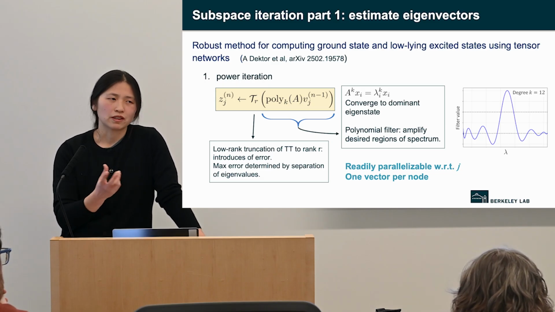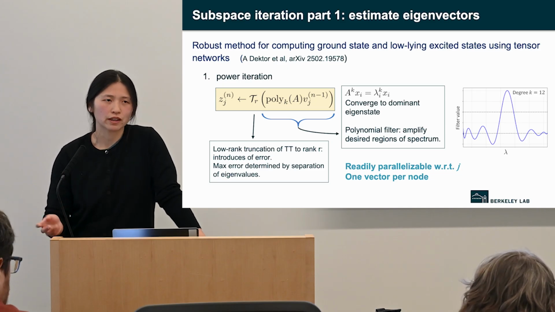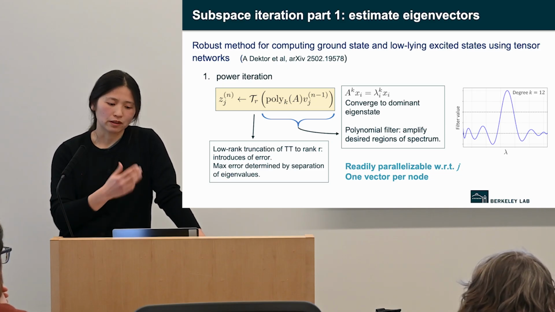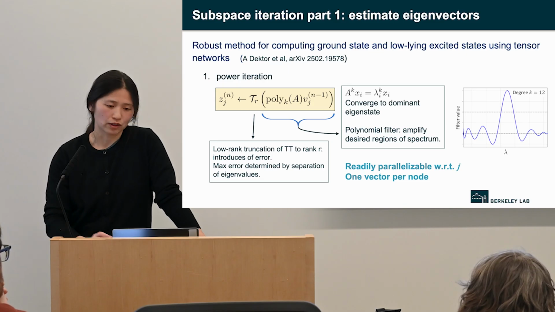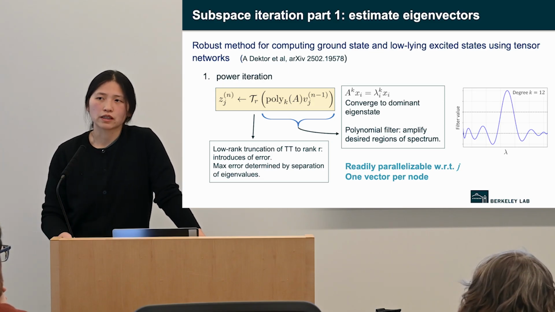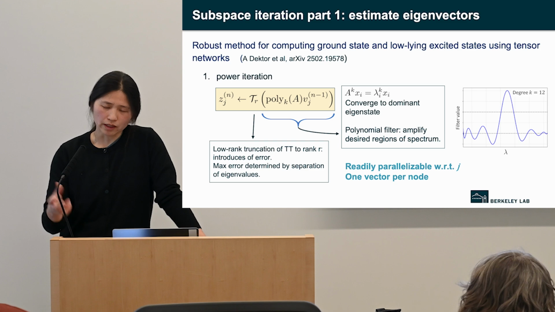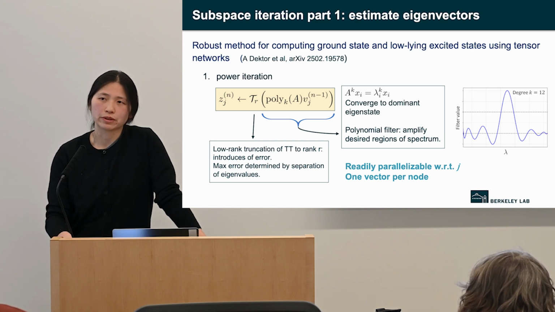But you can also design a polynomial expression of multiple powers of A to help you select a specific eigenstate of interest. On the right is the blue curve. That's an example of a polynomial filter where we're selecting eigenstates in the middle of the spectrum. And this happens to be a polynomial of degree 12.